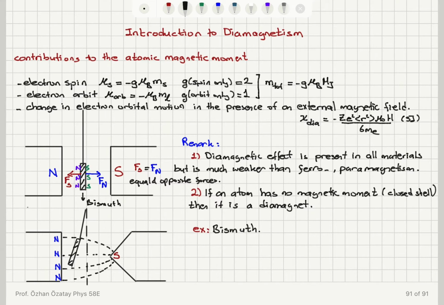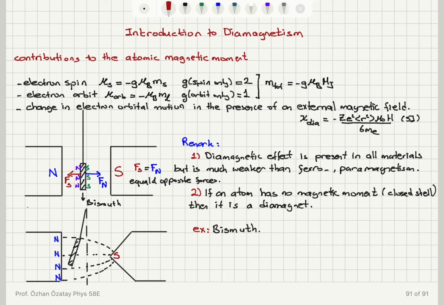There's a nice demonstration in a YouTube video. I have put a link to this one, so I suggest that you also take a look at this experimental demonstration. But one way to show that it is a diamagnet is to have a pointy pole on one side, so that you have a non-uniform field distribution. And in this case, the equality of the forces will not be true anymore.